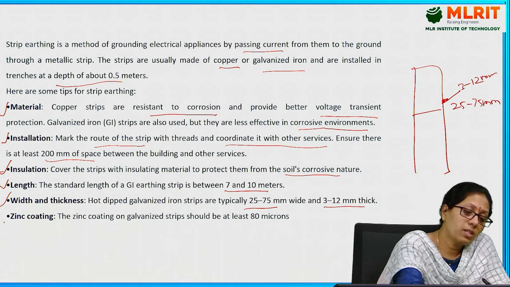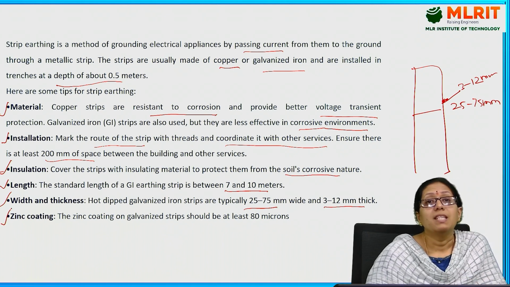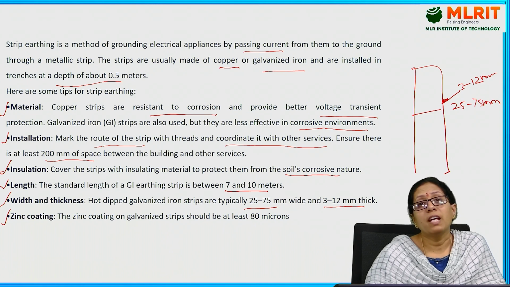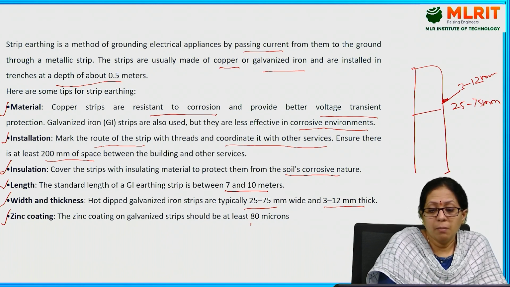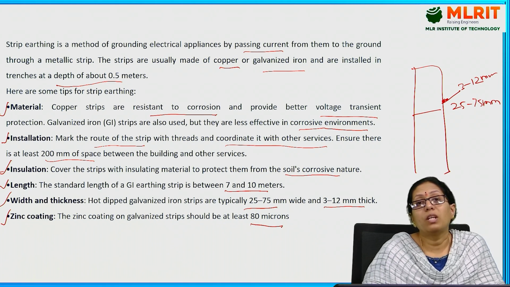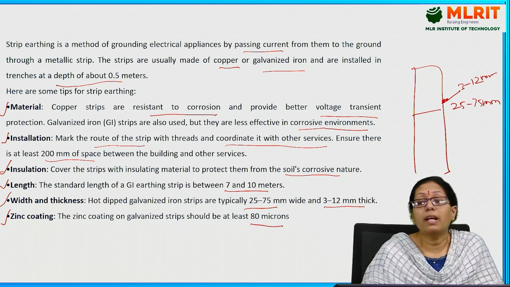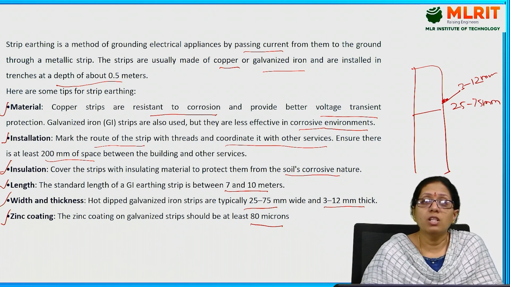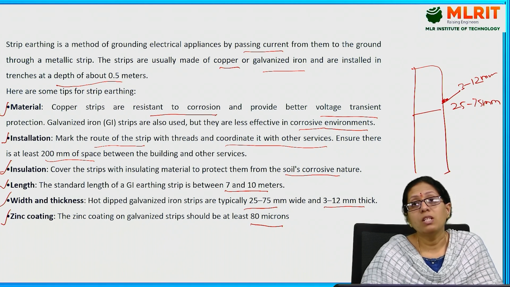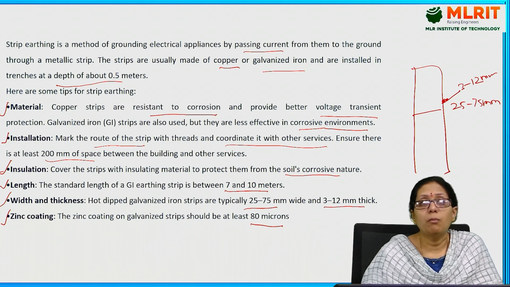So the next one is zinc coating. Zinc coating on a galvanized strip should be at least 80 microns. The zinc coating is used for protecting it from corrosion, soil corrosion, and the coating should be around 80 microns. So these are some of the important points about strip earthing.